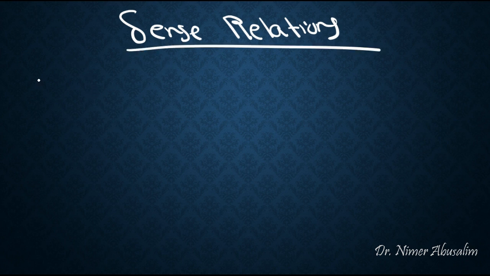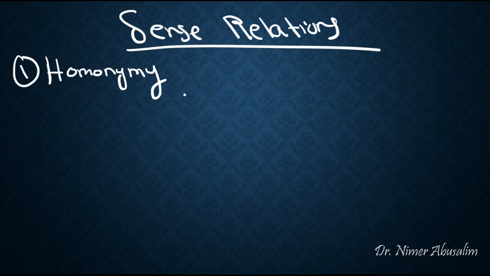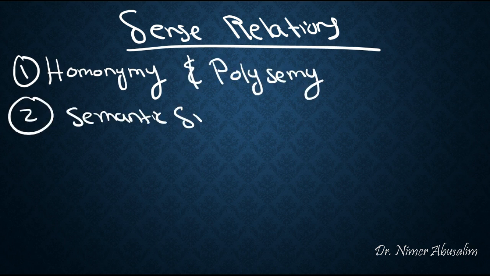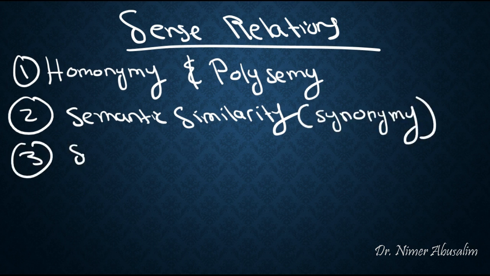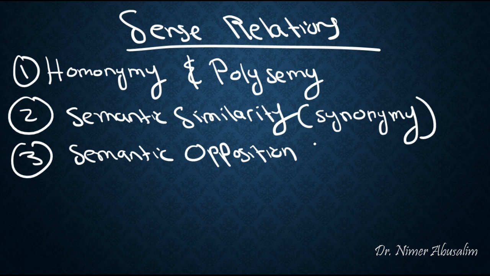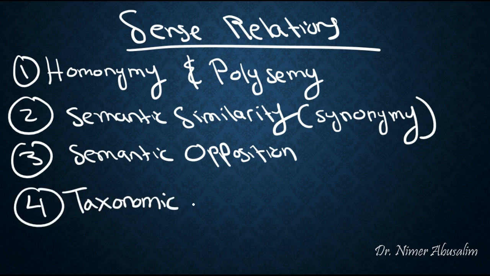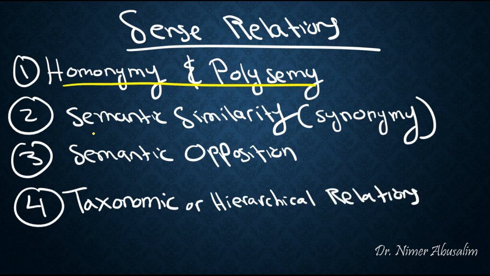So let's begin. We can divide up the main sense relations that we're going to talk about in this class into four main categories. Number one, homonymy and polysemy. Number two, semantic similarity or synonymy. Number three, semantic opposition. And number four, taxonomic or hierarchical relations. Let's begin with the first one, homonymy and polysemy.